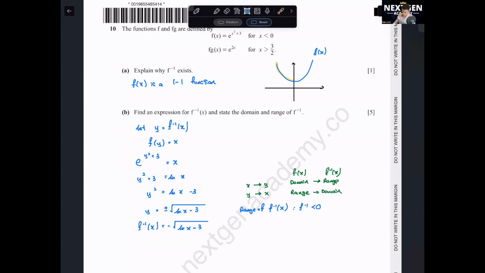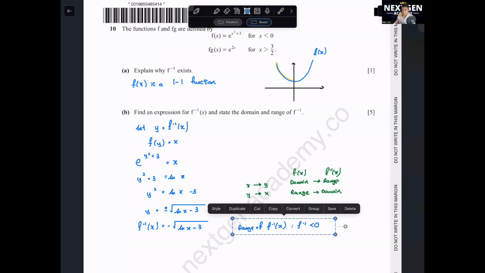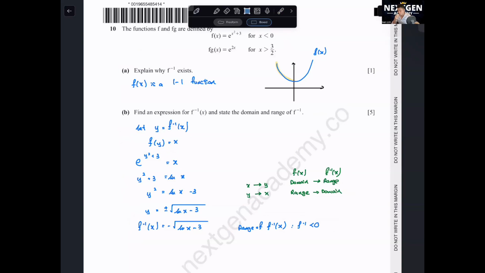Domain is what? x more than 0. Anyone else got a different answer? No, it's not x more than 0. Remember, the domain of f inverse x will follow the range of f(x). So what is the range of f(x)? We have to find this.